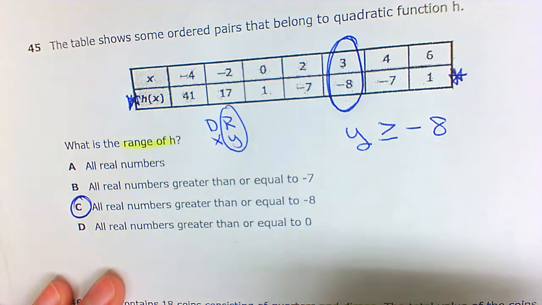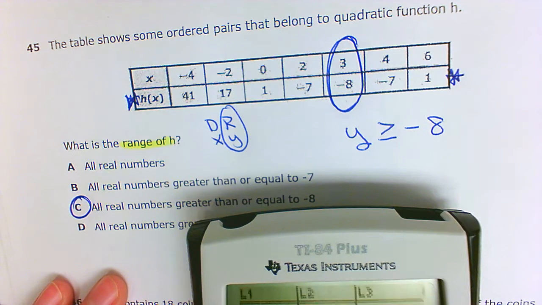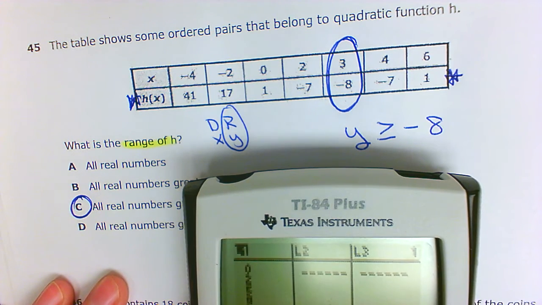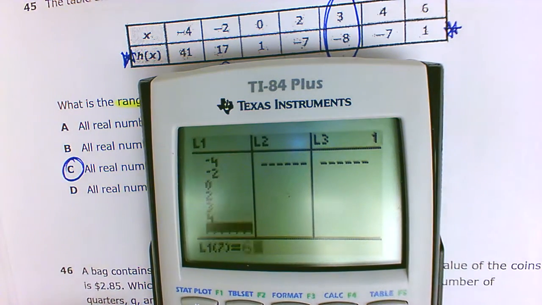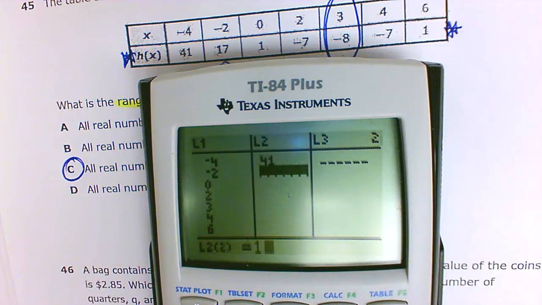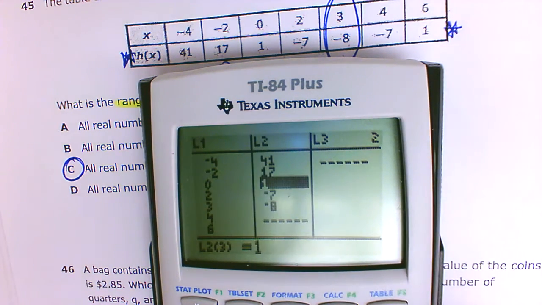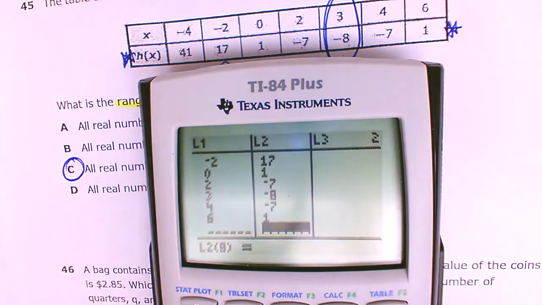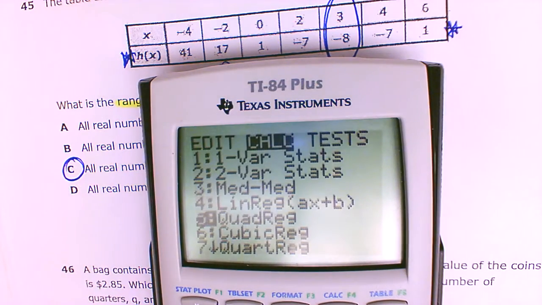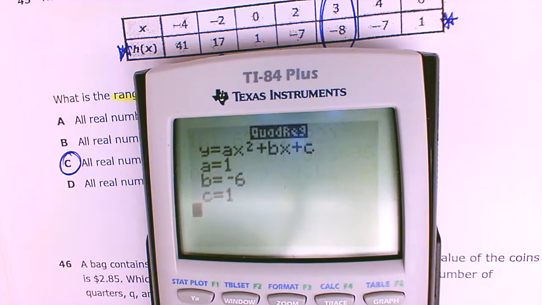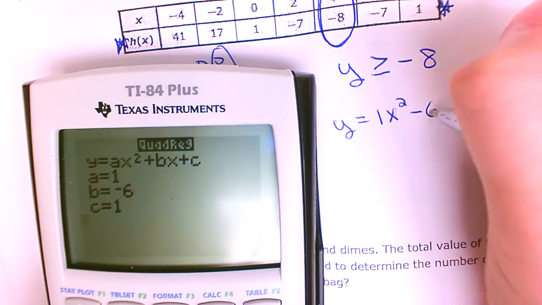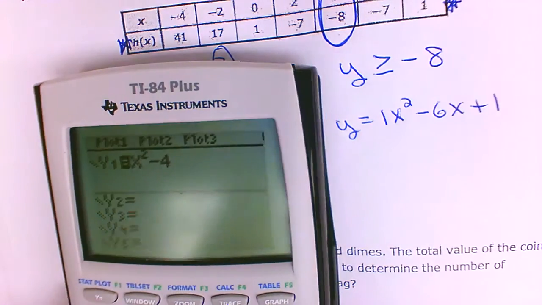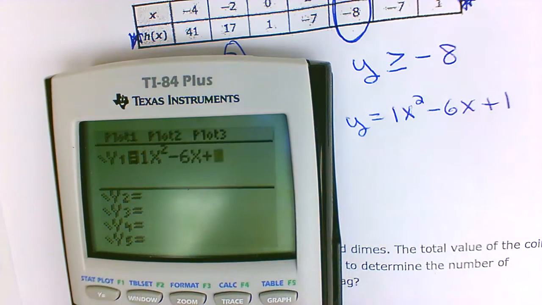Now, something else that I haven't tried before, so I'm just checking to see if this would work. If I go into Stat Edit, they did give me a table, so I can plug in all my values. And I can do my y values, so 41, 17, 1, negative 7, negative 8, and negative 7 and positive 1. Now, when I go to Stat Calculate, this is a quadratic, so I'm going to select number 5. And I can write my equation as y is equal to 1x squared minus 6x plus 1. Now let's go ahead and look at that on our calculator and graph it.